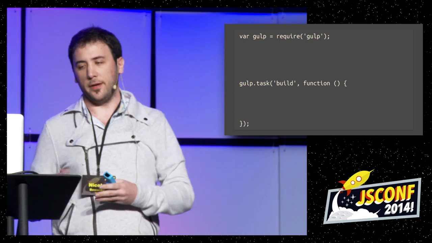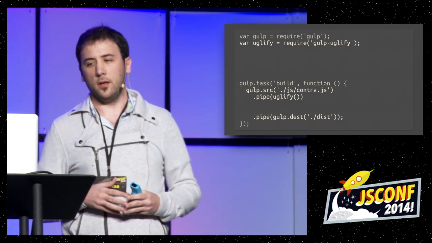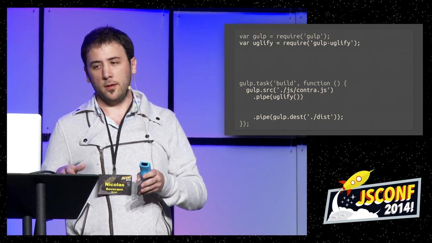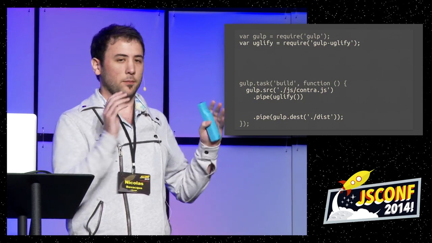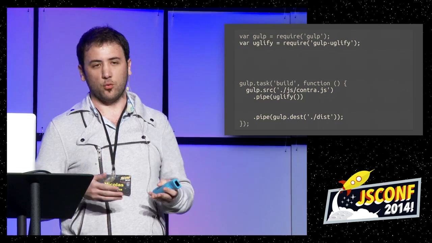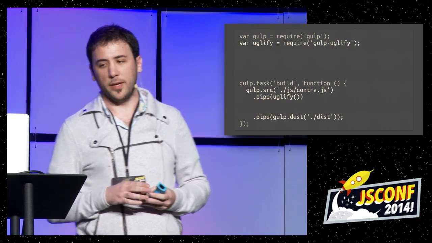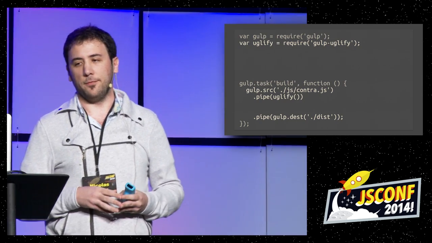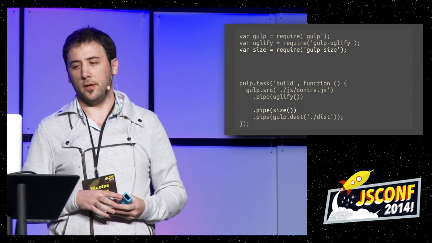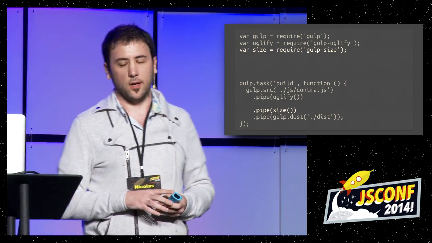So here I'm defining a task that does nothing, and I can easily say, OK, I'll take this source file, pipe that through Uglify in memory, and then push it to the disk again. And it's really easy to add more stuff into that because it's using streams. So for instance, if I wanted to print into the console the size, I'll just add a new pipe statement and pipe that through the corresponding Gulp plugin.